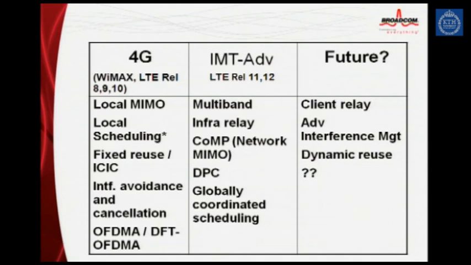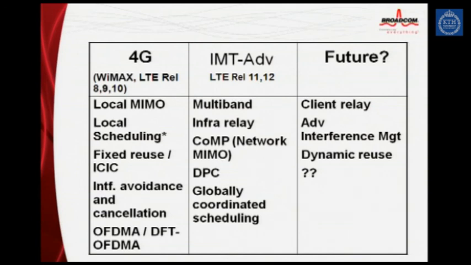Moving forward, release 11 and 12, we're going to bring multi-band or multi-carrier type ideas. Infrastructure delays in the system, WiMAX is not going to do it, or LTE, I'm not clear. Multi-cell coordinated multi-point transmission is going to come in, network MIMO will come in. I mean, it certainly will come into the standard. It's not clear when it'll be deployed. Dirty paper coding, the standard will support it or already supports it. And globally coordinated scheduling is a buzzword. It's not clear how much of that will get implemented.